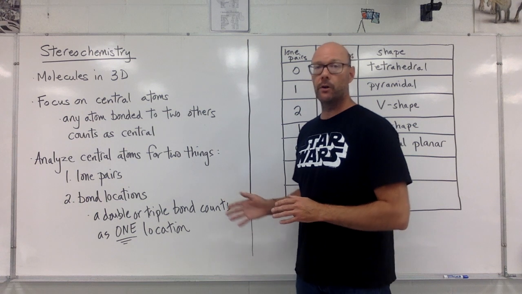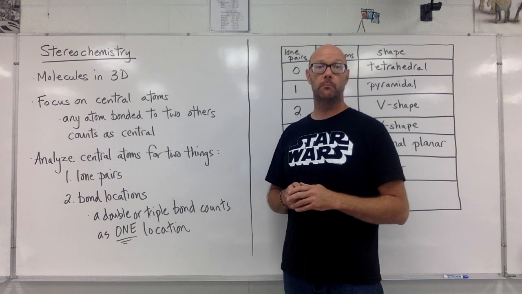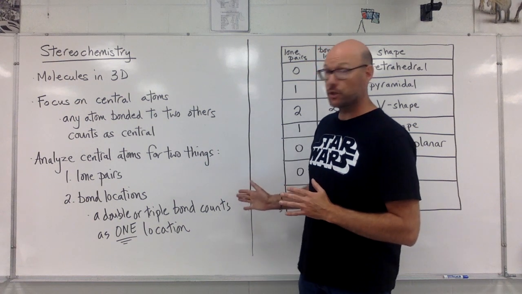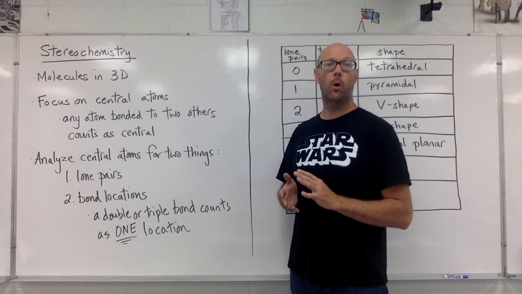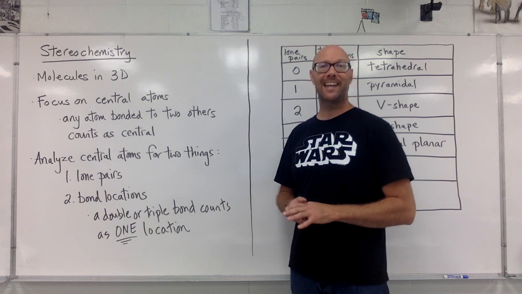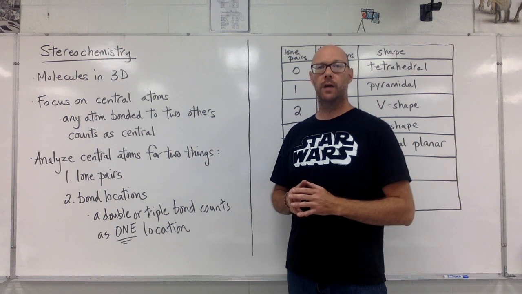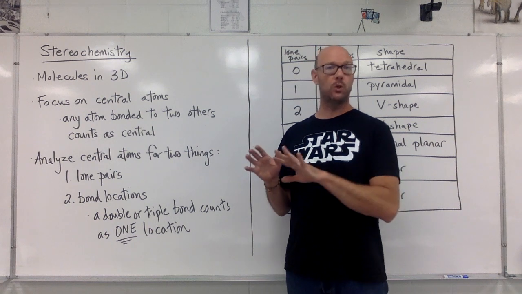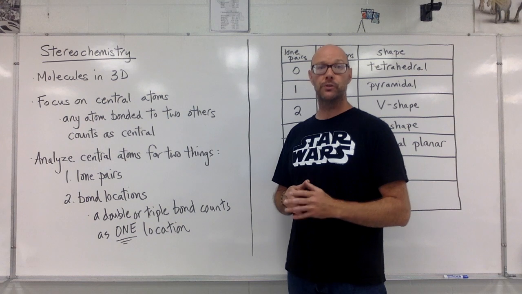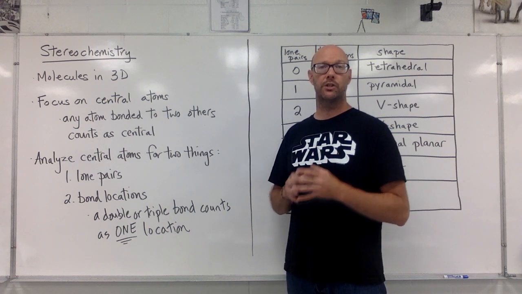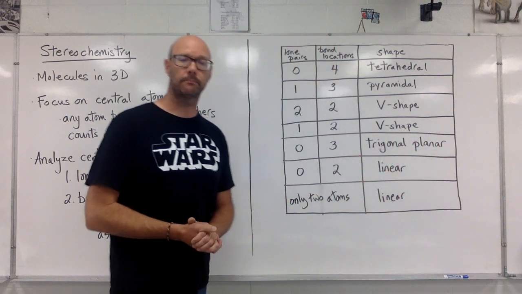The second thing to think about are what I call bond locations. A single bond is 1 location. However, the tricky part is if we see a double bond, that counts as 1 location. Or a triple bond is also going to count as 1 location. We're thinking about central atoms. There might be 2 of them. Anything that's between some other atoms counts as central. And then we're going to use lone pairs and bond locations around that central atom to apply this table.